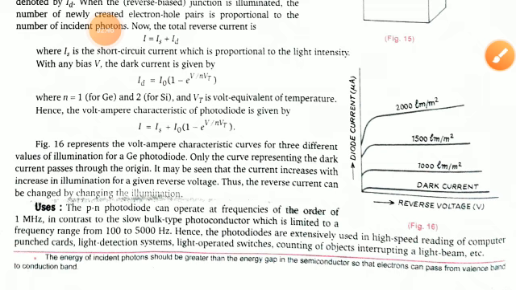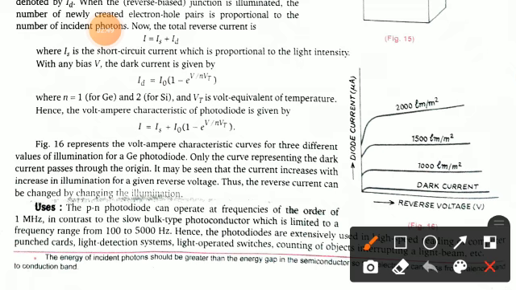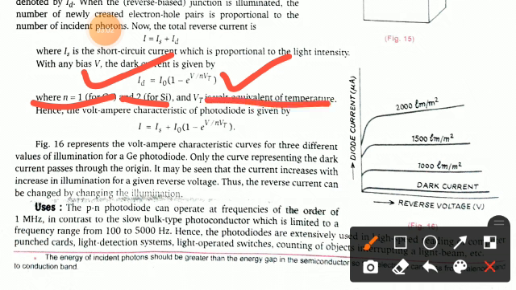So with any bias, you can write the dark current is given by ID equals I0 (e^(V/(ηVT)) minus 1). This is an important equation, so just remember, where η is equal to 1 for germanium and 2 for silicon, and VT is the volt equivalent of temperature. So hence the volt ampere characteristic of a photodiode is given by this equation.